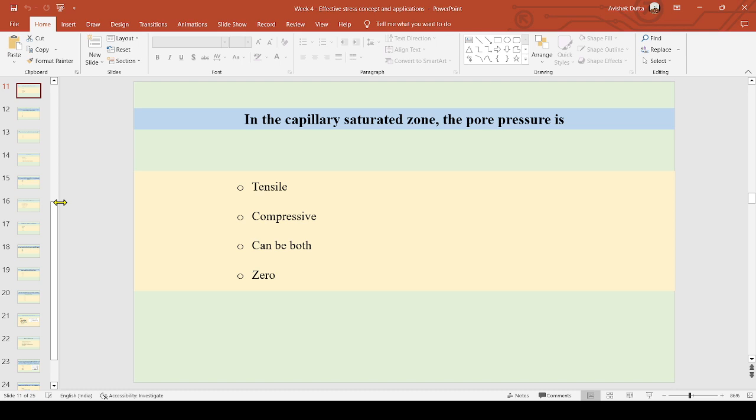That is a region of the soil where capillary suction occurs. That portion, that layer of the soil where the capillary suction occurs, what will be the nature of pore pressure or neutral pressure? Whether it will be tensile or maybe compressive. It can be tensile or compressive depending upon other factors which are not mentioned over here. In that case, the other factors need to be mentioned, or it will be 0.